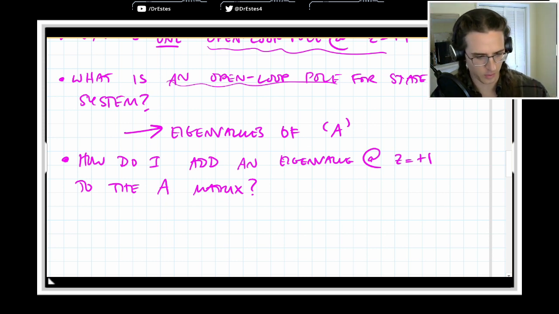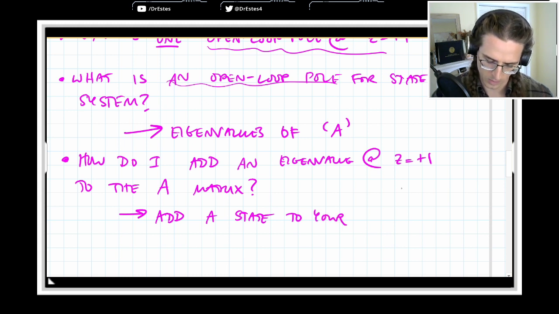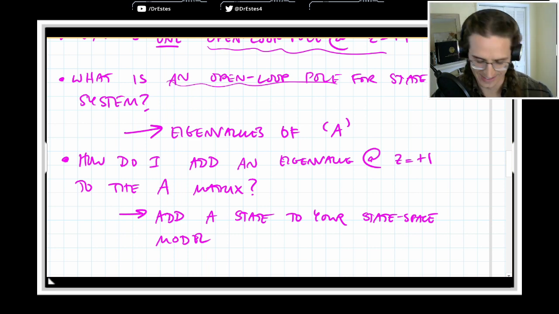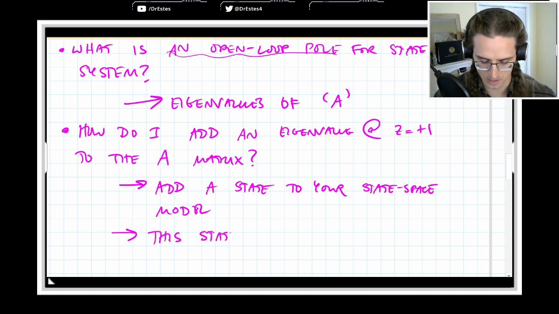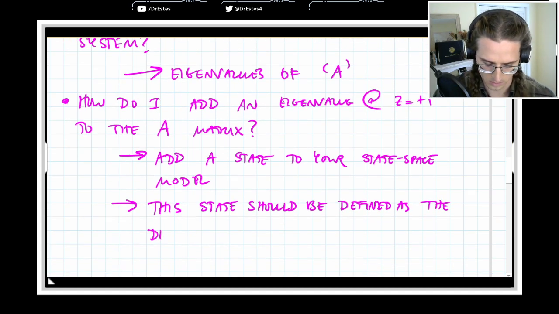So, okay, this is the last thing we'll do. Here's what you do. You need to add a state to your state space model. And this is the interesting thing. This state should be defined as the discrete integral of the output error.